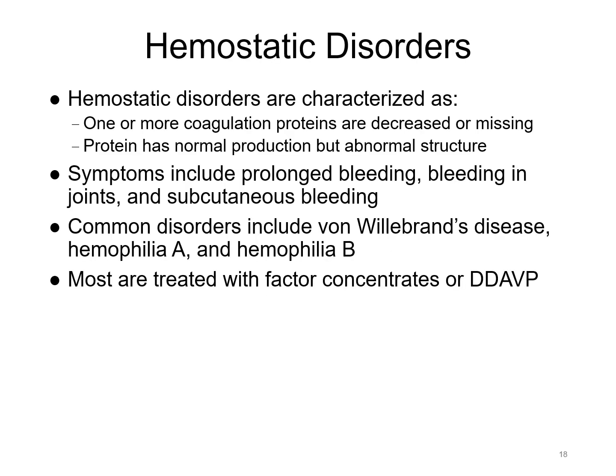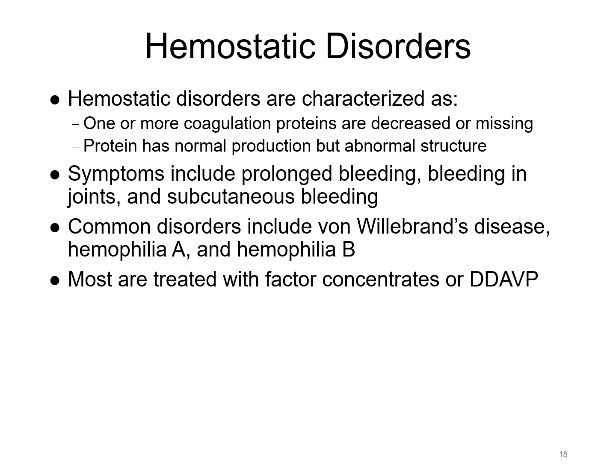With your hemostatic disorders, these are characterized by one or more coagulation proteins that are decreased or actually missing. The protein can also have normal production, but an actual abnormal structure. So symptoms can include prolonged bleeding, bleeding within the joints, and subcutaneous bleeding. Some of the common disorders that we associate with this would be von Willebrand's disease, hemophilia A, hemophilia B, and these are treated with factor concentrates or DDAVP, depending on what the particular missing or abnormal production is.